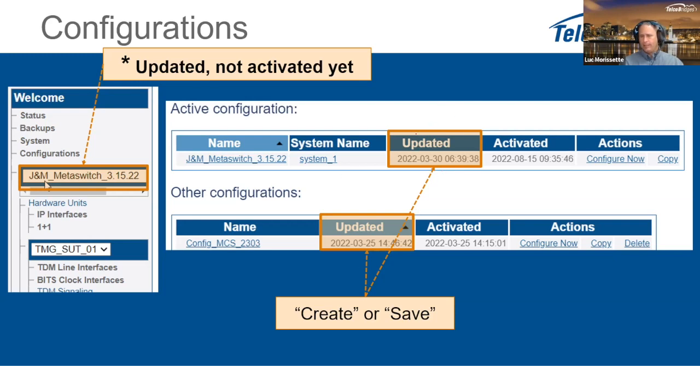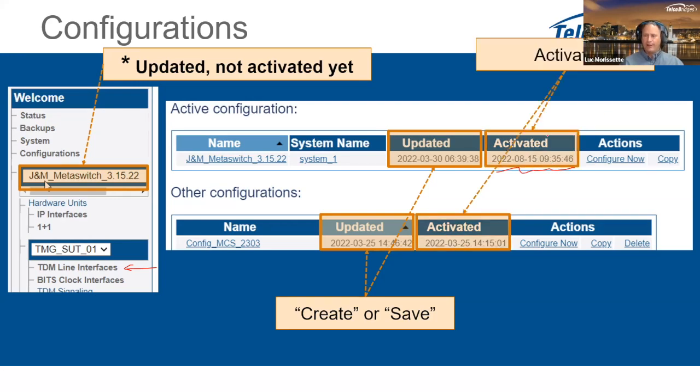Here, updated means that you either created a new element in the system or saved an element, meaning you modified it. For example, if you add a new T1, it will change the updated value, but it may not have been activated right away. This depends on whether you have activated the configuration. Every time you change the configuration, it updates the database, but it will not apply the configuration right away. You need to activate that configuration to push the change.